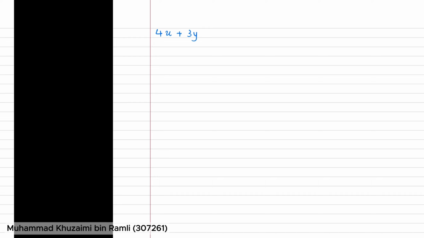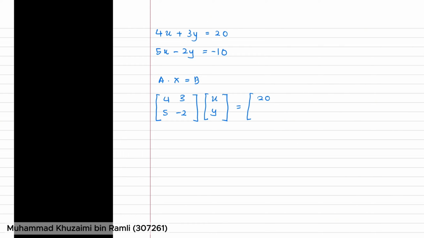Moving to the next question, 4x plus 3y equals 20 and 5x minus 2y equals negative 10. First thing first, we need to convert it to matrix form, which is A multiplied with X equals B. Our A will be 4, 3, 5, -2, multiplied with X, which is x and y, equals B, which is 20 and -10. So this is the matrix form.